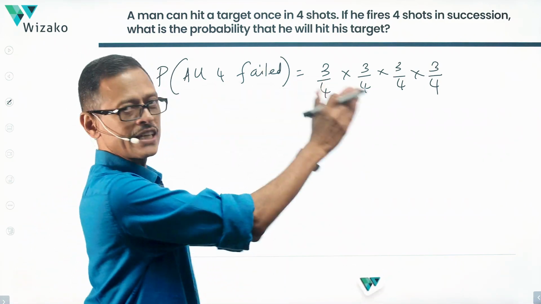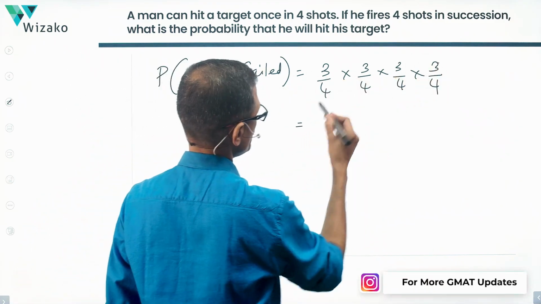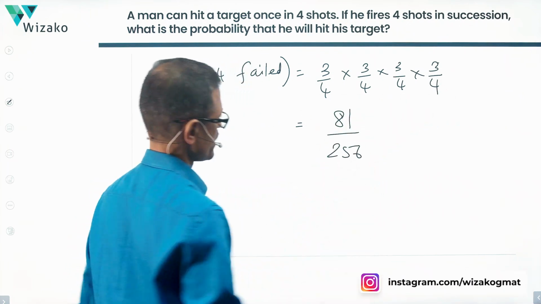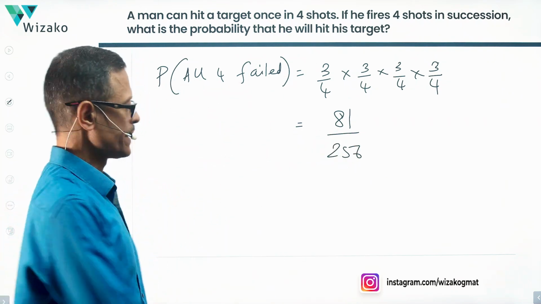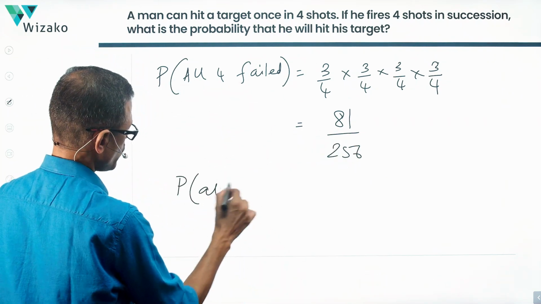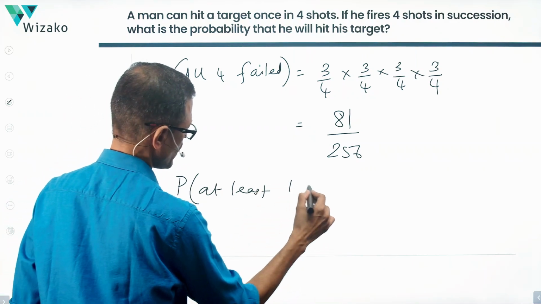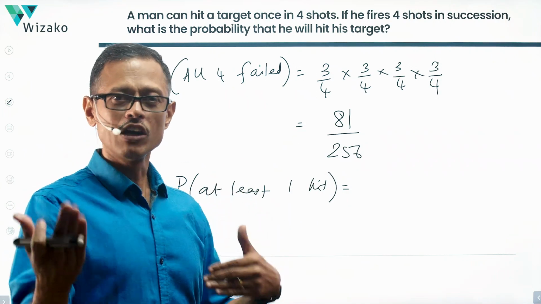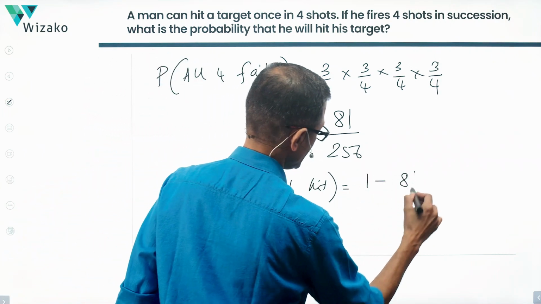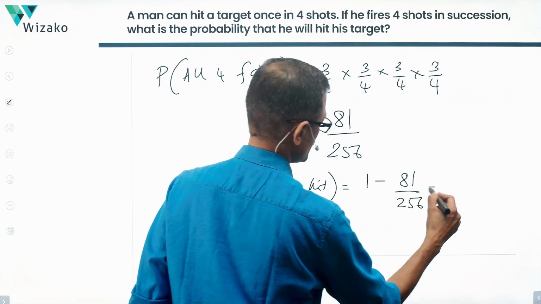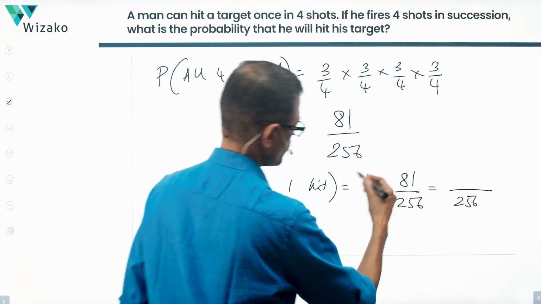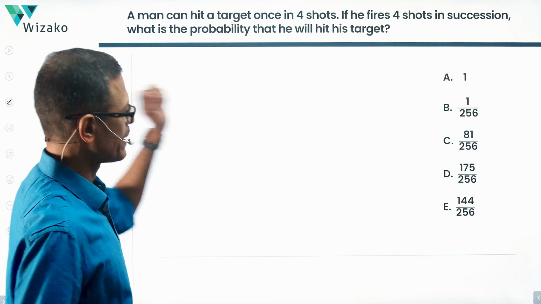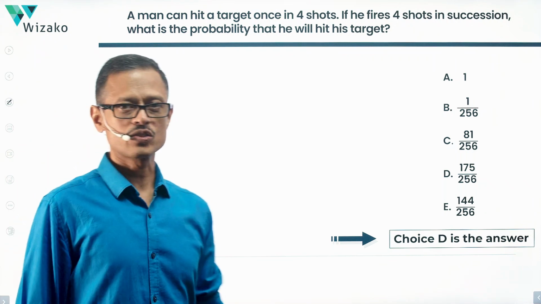So the probability of missing all 4 shots is equal to 3 raised to the power of 4, which is 81, divided by 4 raised to the power of 4, which is equal to 256. So all 4 failed, this is the probability. So probability of at least 1 success, at least 1 hit, is basically 1 minus the probability of all 4 failing, which is 1 minus 81 divided by 256. 256 is the common denominator. 256 minus 81 is what we are talking about. The answer option is 175 by 256. Choice D is the correct answer to this question.